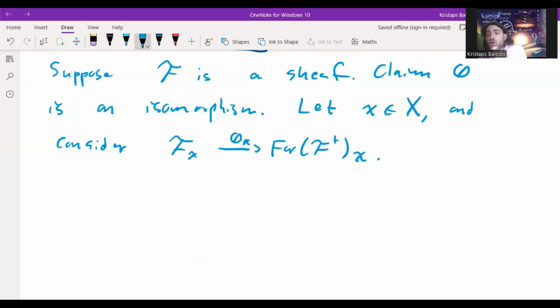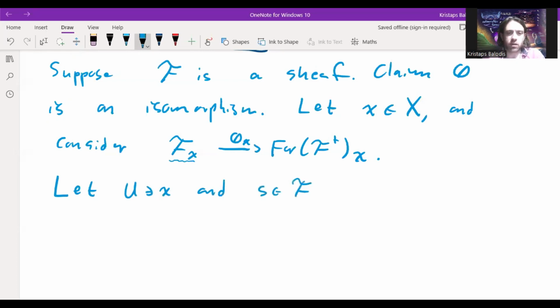And okay, so the first thing we're going to do is check that this is injective, because that's, in my opinion, the easier one. So we need to choose some representative of a germ, an equivalence class. So let's let U be an open set containing x, and s be some section over U.